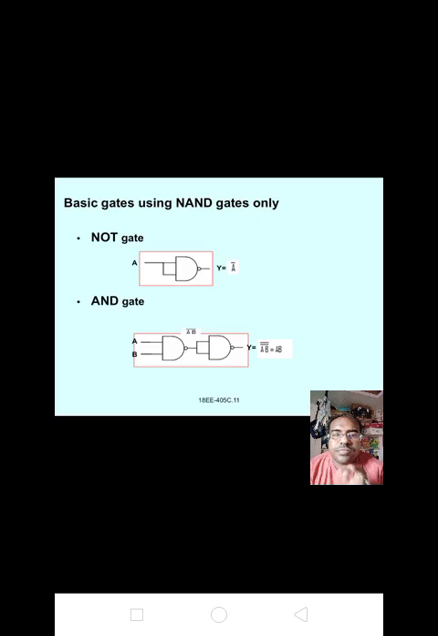Next one, basic gates using NAND gates. Here I have given the different representations. Please make a note of it. NOT gate. Here we are realizing the basic gates using the NAND gate. Most important question, it is a 5 marks question. Please have a glance at it. If you have any doubt, you can ask me now only.